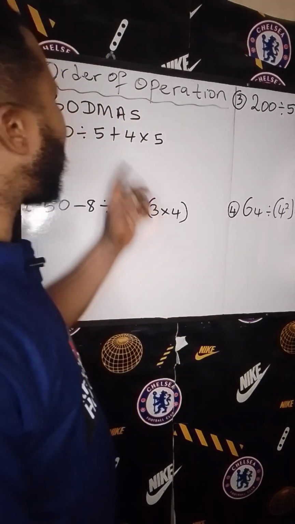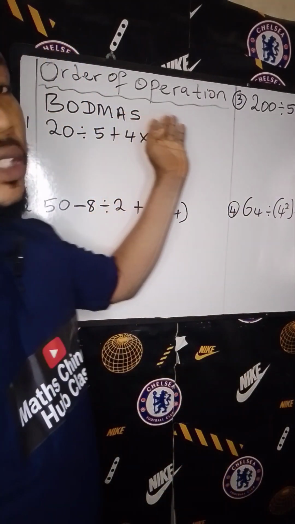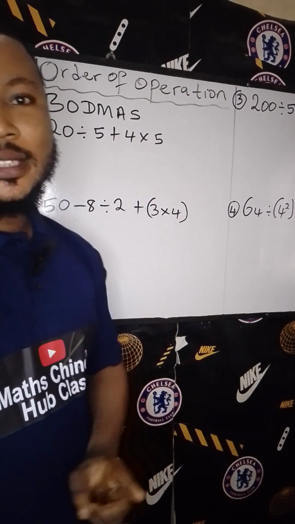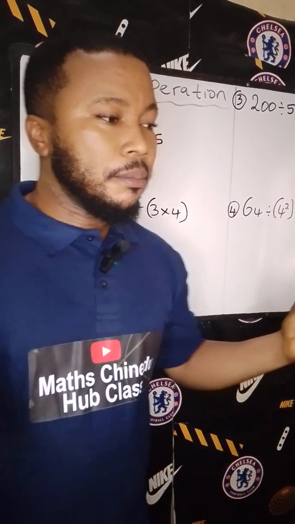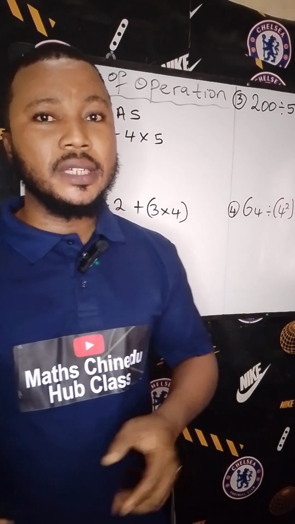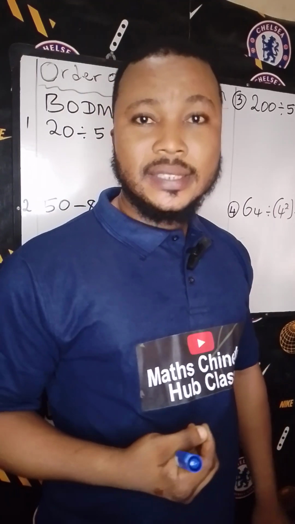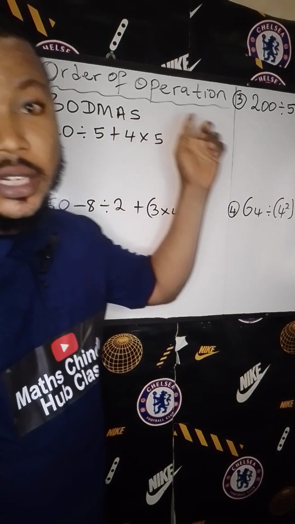Today we'll be looking at order of operation. You need to understand this. This is BODMAS. We use this when there's a mixture of different operations like addition, subtraction, division, multiplication, and so on. We get confused about which one to solve first. That is why we need to understand this topic, order of operation.